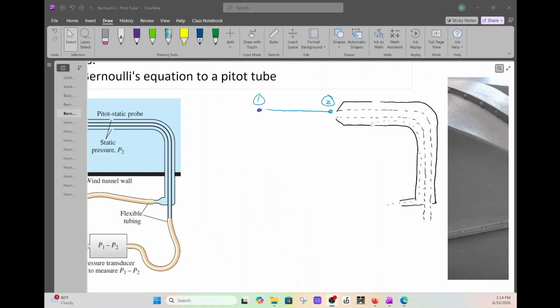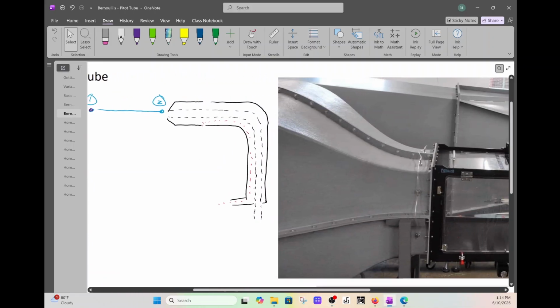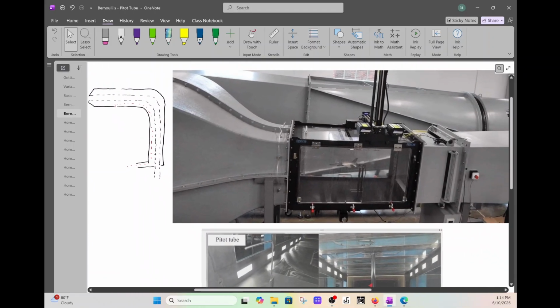All right, so let's analyze and use Bernoulli's on this pitot tube. What we're going to do is put a state way upstream, and we're going to label it 1. And we're going to label state 2 right at the entrance of this center tube.